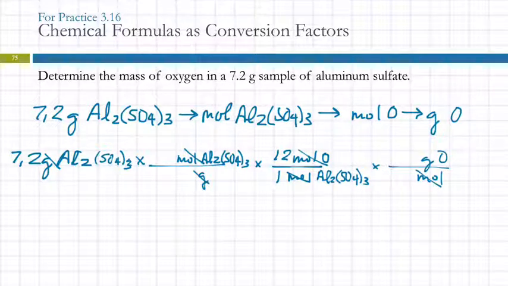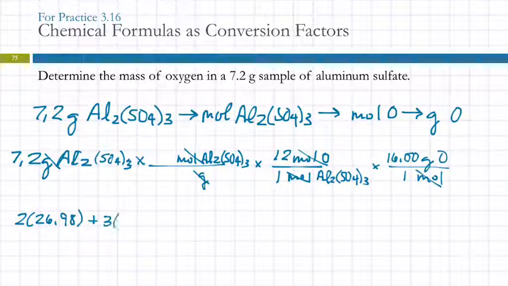We only need the oxygen one. Then I always like to do the easier ones first. Oxygen molar mass is very easy. So that's 16 grams of oxygen is equal to 1 mole of oxygen. And then you got this guy. Okay, 2 times 26.98 plus 3 times sulfur plus 12 times 16.